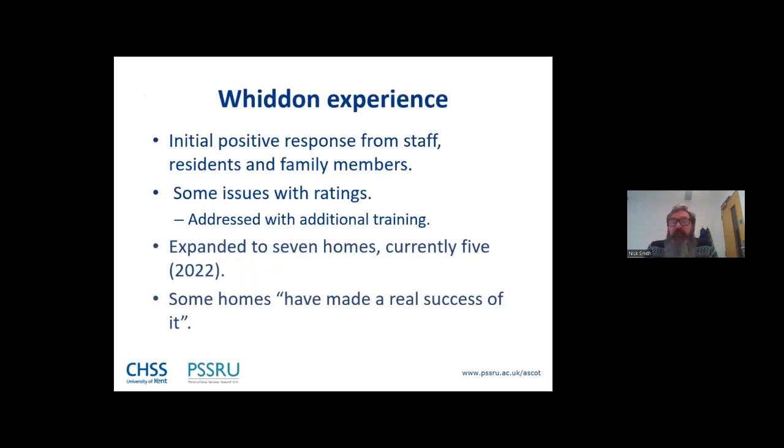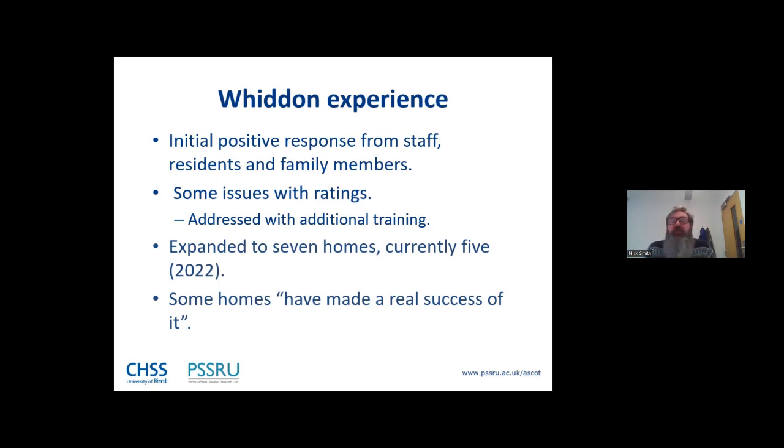And we had very positive responses from staff, residents and family members. Residents and family members were very pleased that they could talk about areas of their lives in the home they weren't previously able to talk about, that were important to them. And staff felt more confident after the interviews that they could support people properly.